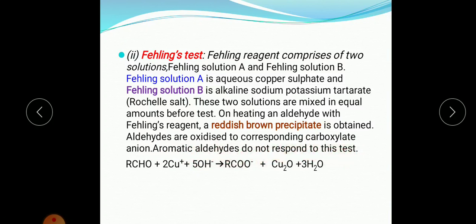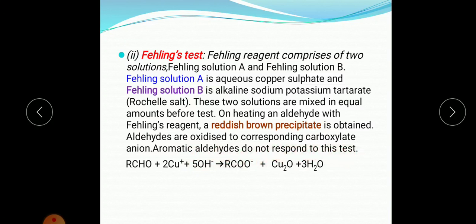So what will happen? You take the sample aldehyde, and to that you add Fehling's reagent, which is a mixture of Fehling solution A and Fehling solution B, and once again keep it in a hot water bath. You'll find that after some time a reddish brown precipitate is formed in the test tube.